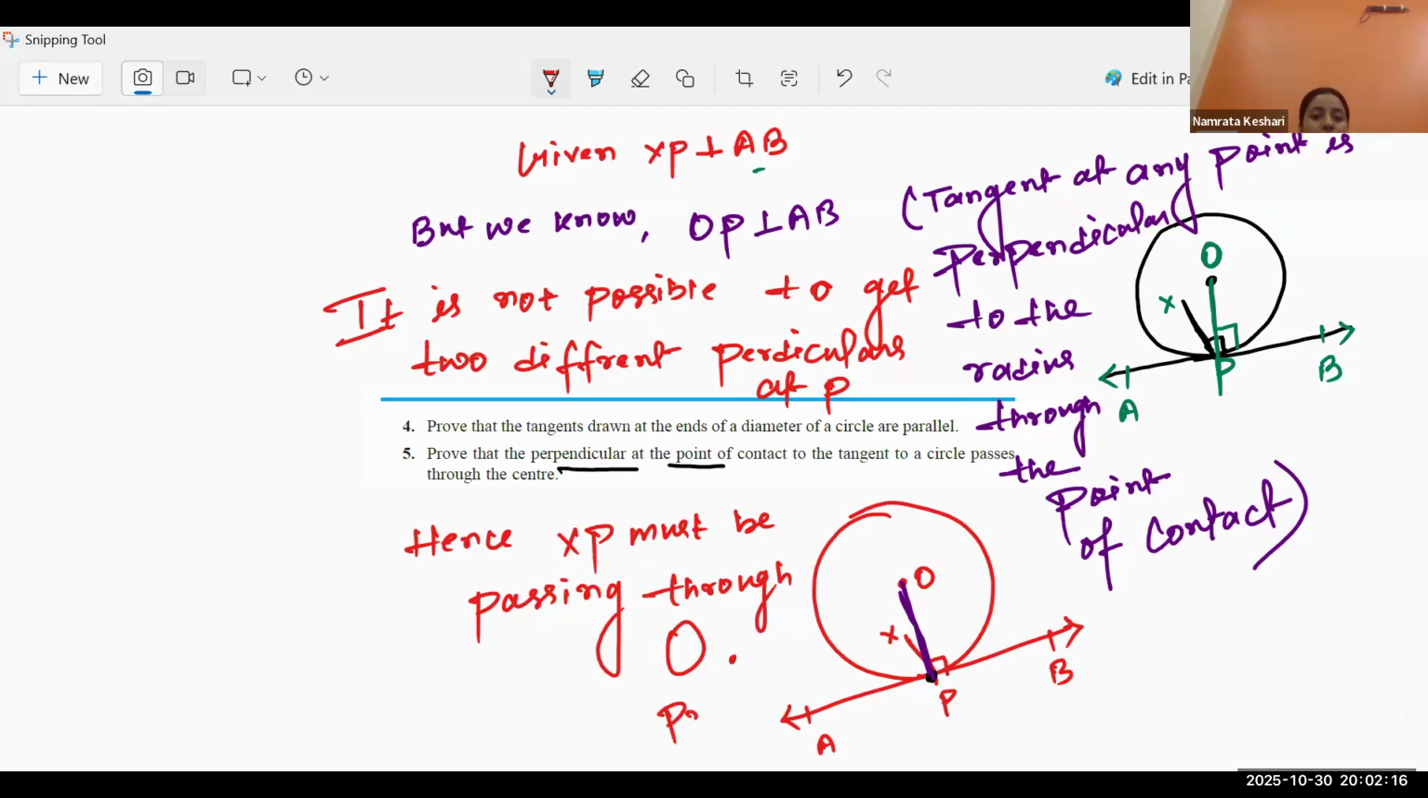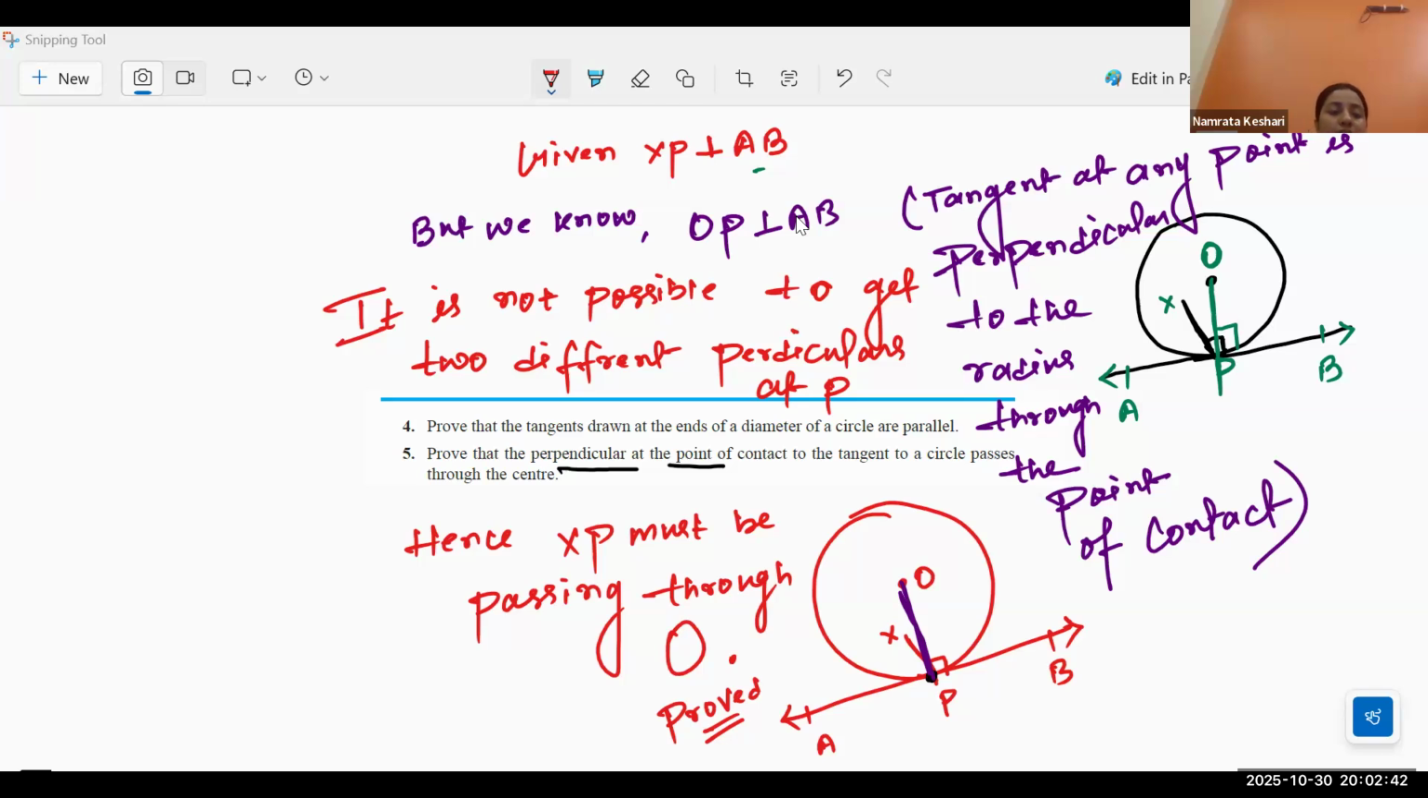Can you say it? Yes, ma'am. Okay, so yeah, this is how we'll be proving it. We are having the circle, we are having the tangent. Yes, Abdullah, just now you have joined. We are doing question number 5. Here it says that prove that the perpendicular at a point of contact to the tangent to a circle passes through the center.